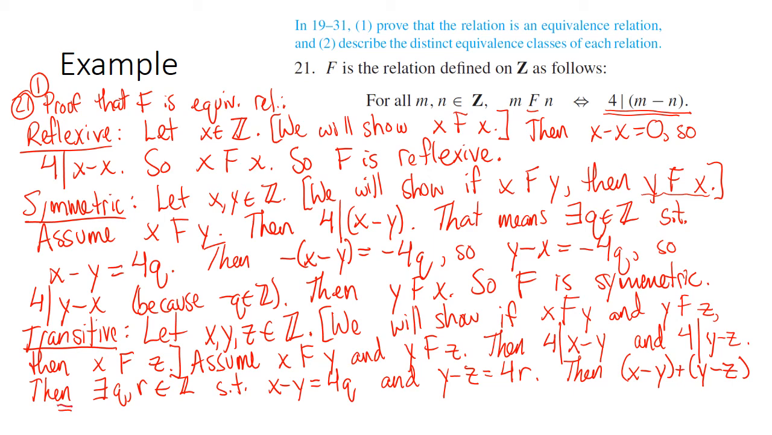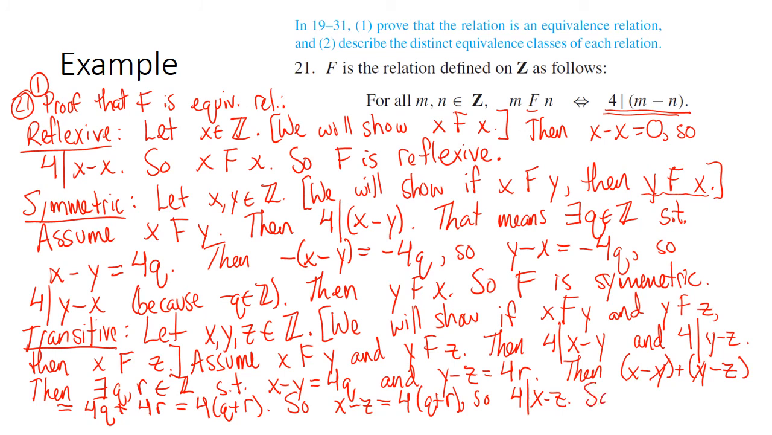Sorry, I'm writing on top of my PowerPoint controls. This is going to equal the right-hand sides added together. So this is going to be 4q plus 4r, which I can factor to get 4 times q plus r. So if I simplify that, these y's here cancel out. So I have x minus z equals 4 times q plus r, and q plus r is an integer. So this means that 4 divides x minus z.